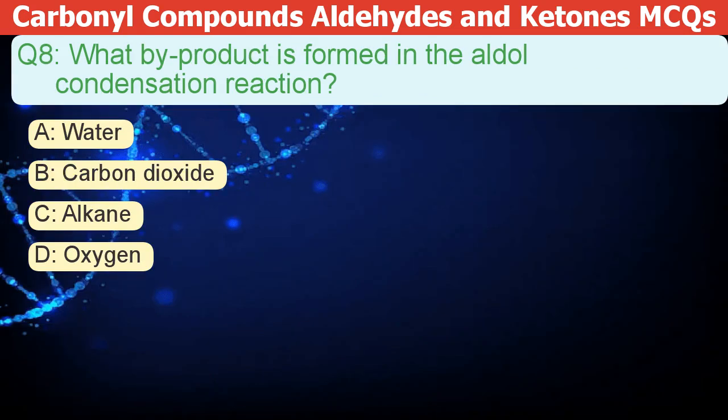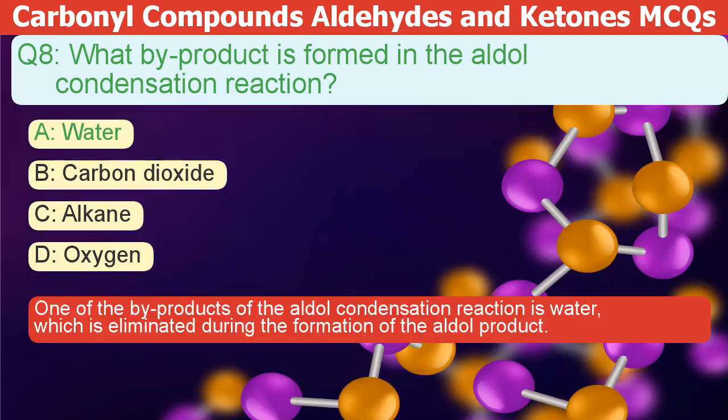What byproduct is formed in the aldol condensation reaction? A. Water. B. Carbon dioxide. C. Alkene. D. Oxygen. The correct answer is A. One of the byproducts of the aldol condensation reaction is water, which is eliminated during the formation of the aldol product.